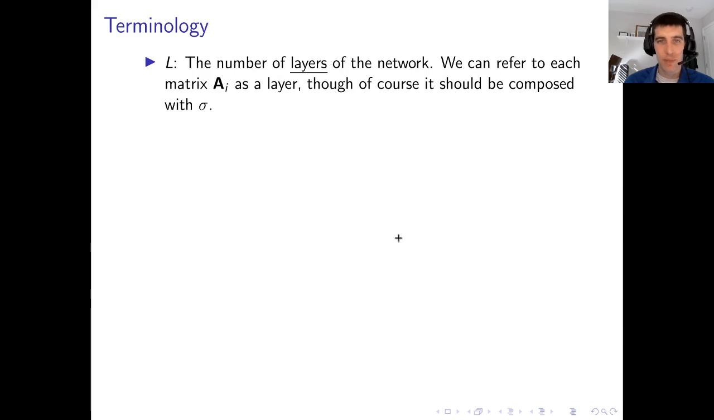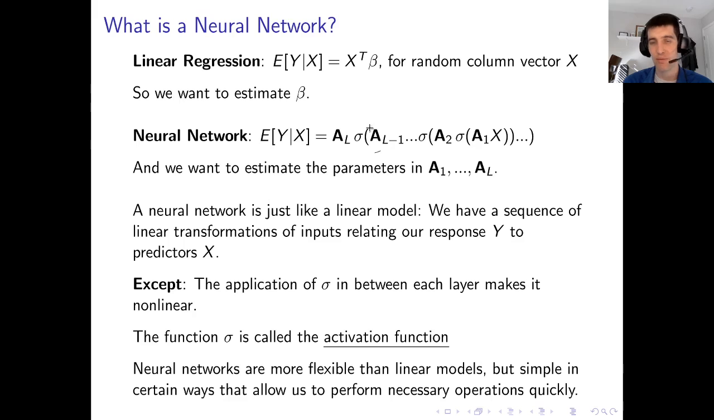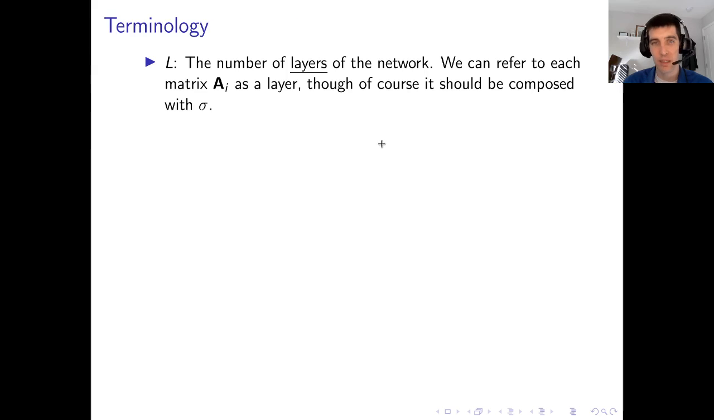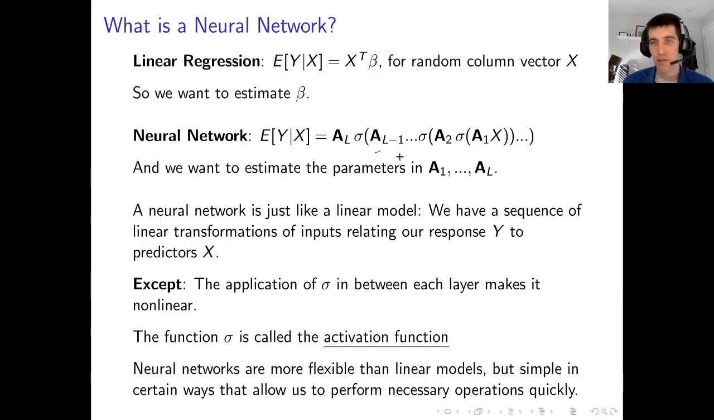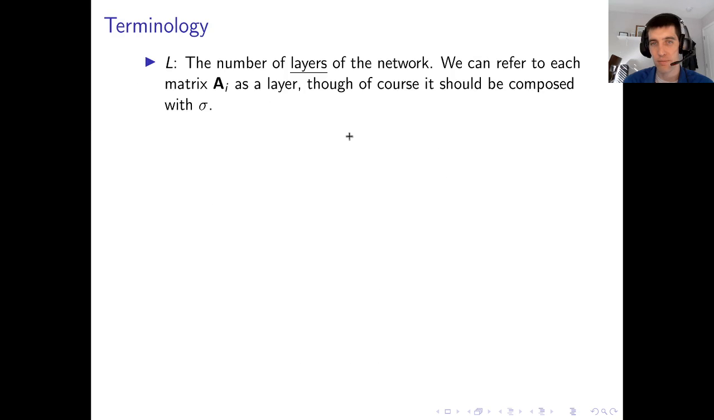Okay, some terminology here. L is the number of matrices A here. L is referred to as the number of layers in the network. That's what this L stands for. Each of the matrices A is referred to as a layer, though obviously when we actually apply it, we compose it with this activation function. If L is equal to 1, then the neural network is just a linear model. If L is equal to 1, that is, we are only applying this A_L, we have A_L applied to some x, we have just a linear model.